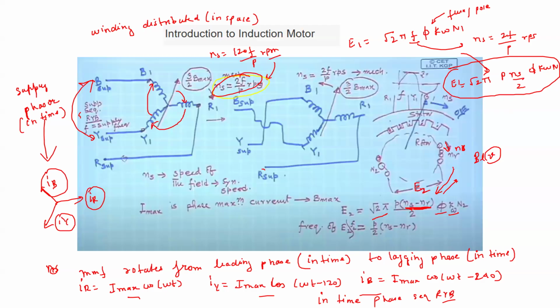Why is the EMF induced? EMF is induced because there has to be a relative change in flux. So what is the change in flux here? The change in flux is due to motion, right?